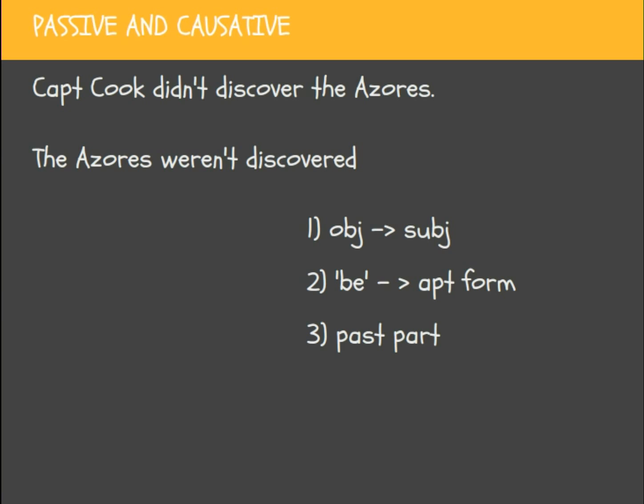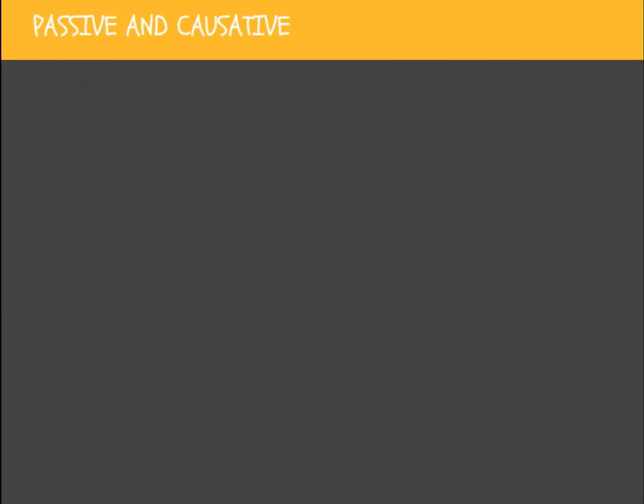Fourth, if we have a specific concrete agent, we can put this agent introduced by the preposition by, in this case, by Captain Cook. So our passive sentence reads, the Azores weren't discovered by Captain Cook.